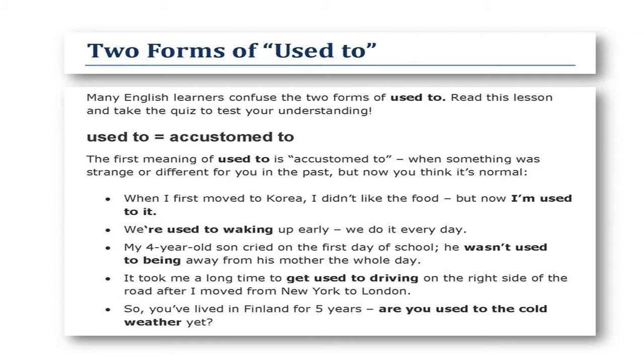Many English learners confuse the two forms of used to. The first meaning of used to is accustomed to, when something was strange or different for you in the past, but now you think it's normal. For example, when I first moved to Korea, I didn't like the food, but now I'm used to it.